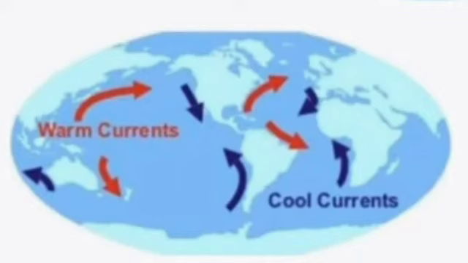Now see children, when you observe this particular map, you will understand that the current which flows from the equator to the pole is always the warm current. Okay. And the currents which flow from the poles to the equator are cold. As we know, the temperature towards the poles is cold, and that is the reason why the cold currents flow from the poles to the equator. And the temperature in the equatorial region or at the equator is hot or warm, and that is the reason why warm currents flow from the equator to the poles. Students, I hope this is clear. Okay.